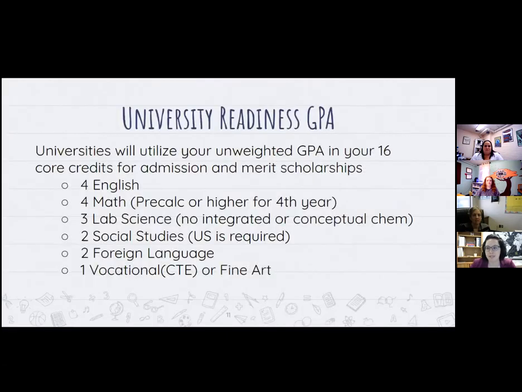The University Readiness GPA. This is when universities use your unweighted GPA and your 16 core credits for admission or merit scholarships. You are required to have 4 English classes, 4 math, and your 4th year should be pre-calc or higher. 3 lab sciences, this does not include integrated or conceptual chemistry. 2 social studies, and US is required. 2 foreign language credits, and 1 vocational or fine art credit. These are just what universities require. There are more requirements to graduate and receive your diploma.